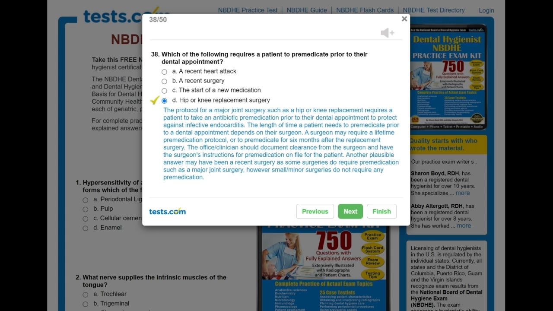The office clinician should document clearance from the surgeon and have the surgeon's instructions for premedication on file for the patient. Another plausible answer may have been a recent surgery, as some surgeries do require premedication, such as a major joint surgery. However, small, minor surgeries do not require any premedication.